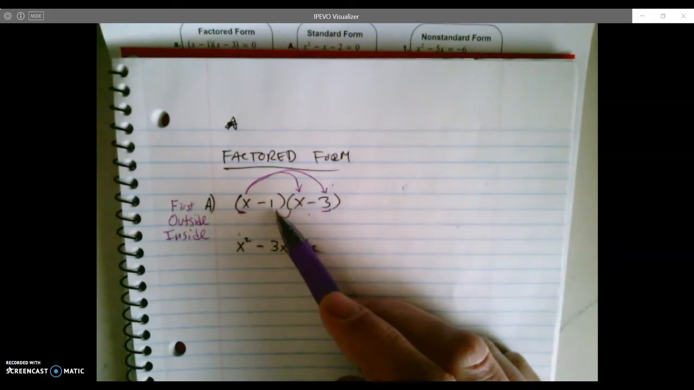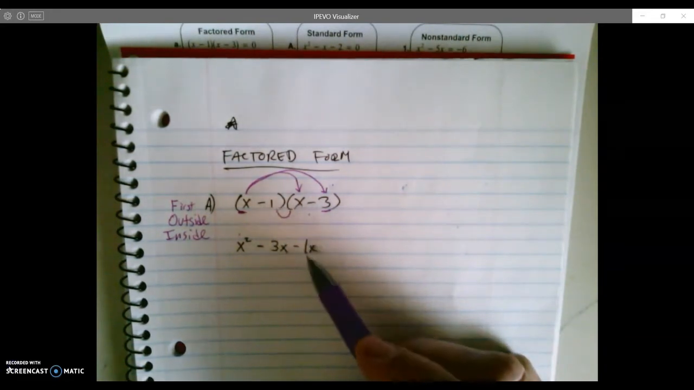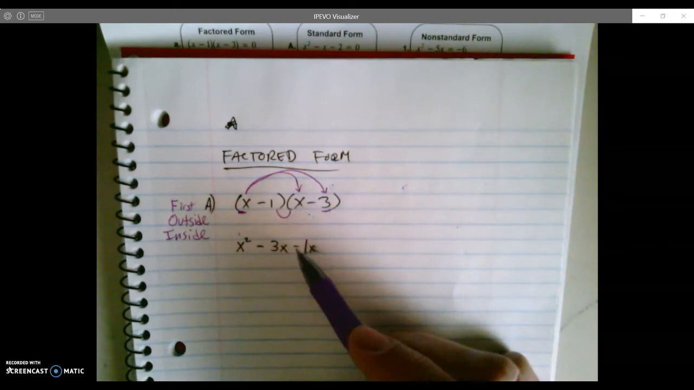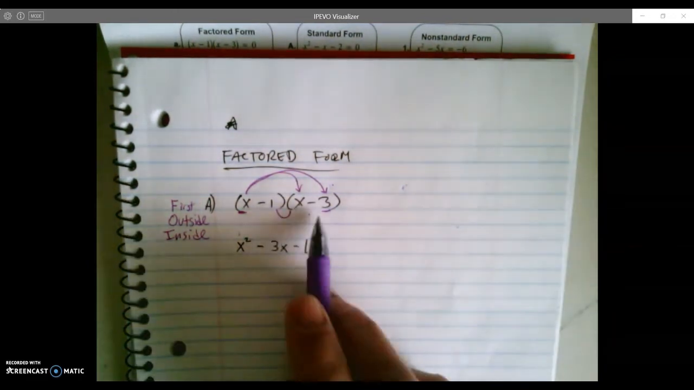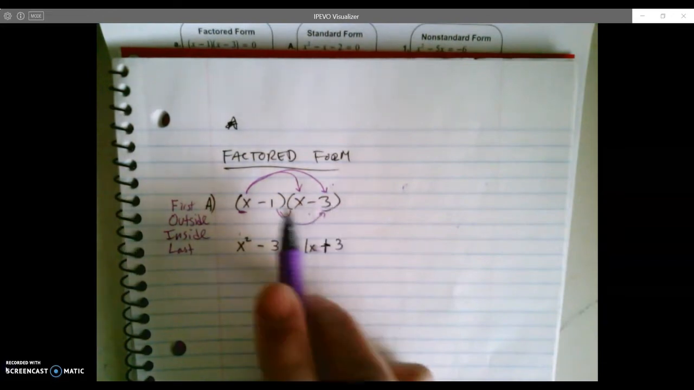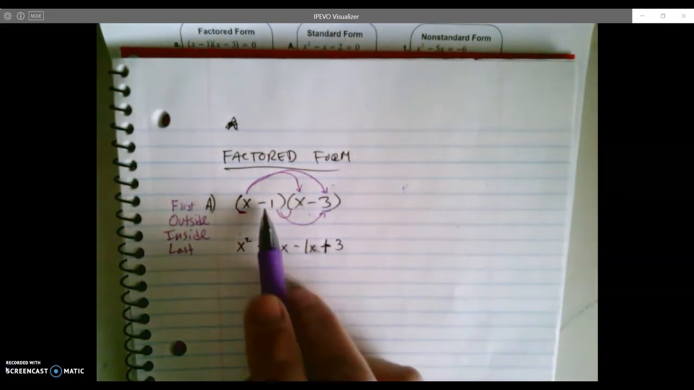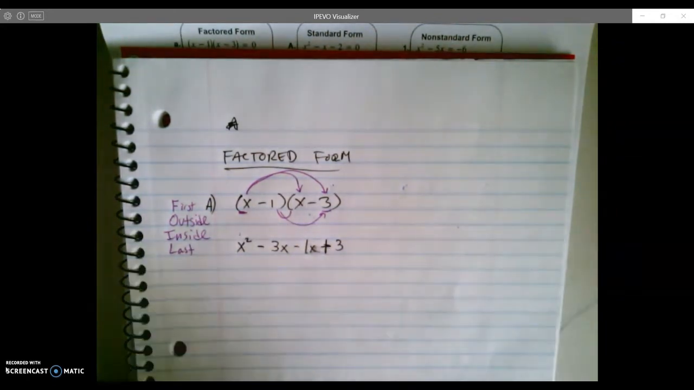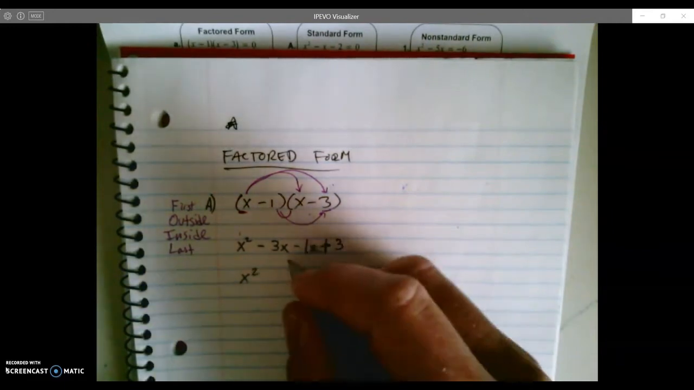The I stands for inside. It's the two inside ones. Now when you connect these, 1 times X would be 1X. But because it's a minus in front of there, and this is a plus, that's a negative and a positive, the answer is a negative. There's only one last thing to do, and that's the last one here and the last one here. Now 1 times 3 would be 3, but because it's minus 1 times a minus 3, it becomes a positive 3. That's very, very important. Most likely, if you're going to make a mistake, that's where it would be.